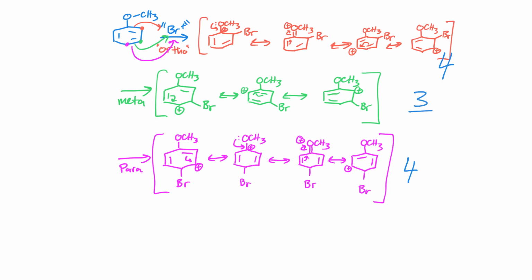I only have 3 resonance patterns for the meta position. And so what this tells me is that the para and the ortho, which I've covered up with some arrows up here, is favored. So this is an electron donating group. We learn that it is an activator. And now these resonance structures help us understand why it is favored to add the electrophile at the ortho or the para position. So ortho, para, director. And this will be true of all electron donating groups that are activators.